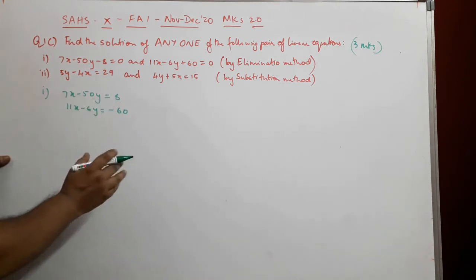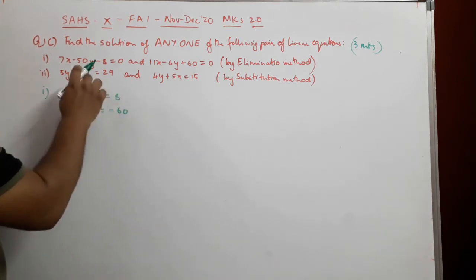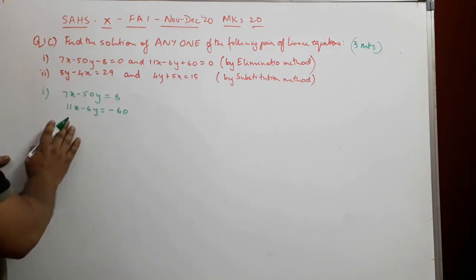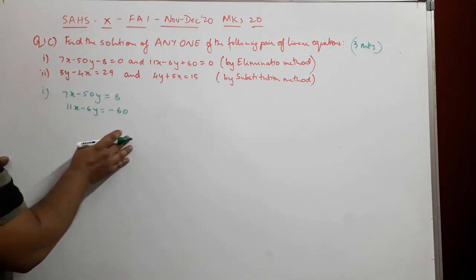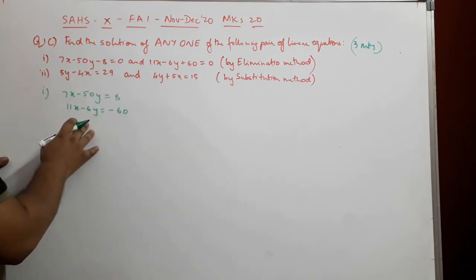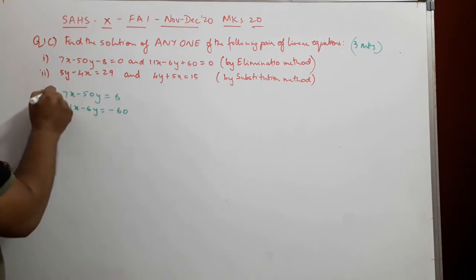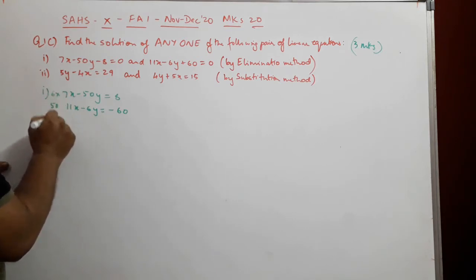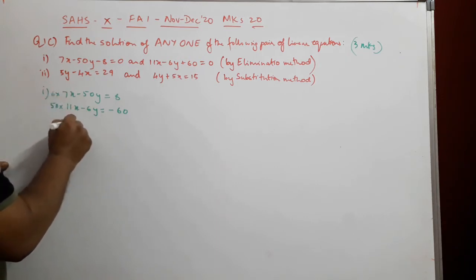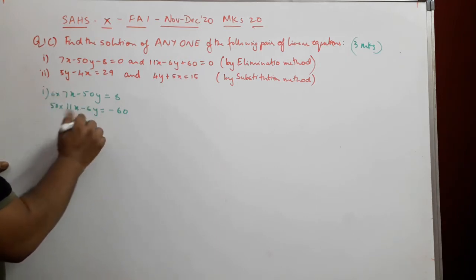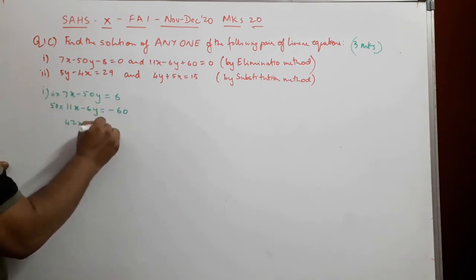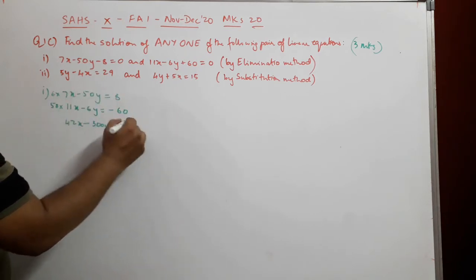Now, since this is elimination method, we have to look to eliminate one variable. Either it can be x variable that we can eliminate or the y variable. So in this case, I will look to eliminate the y variable. So to do that, I will multiply it with opposites of 50 and 6. So this one I will multiply with 6 and this will be with 50. 6 sevens are 42x minus 6 into 50 gives us 300y. 6 into 8 will be 48.